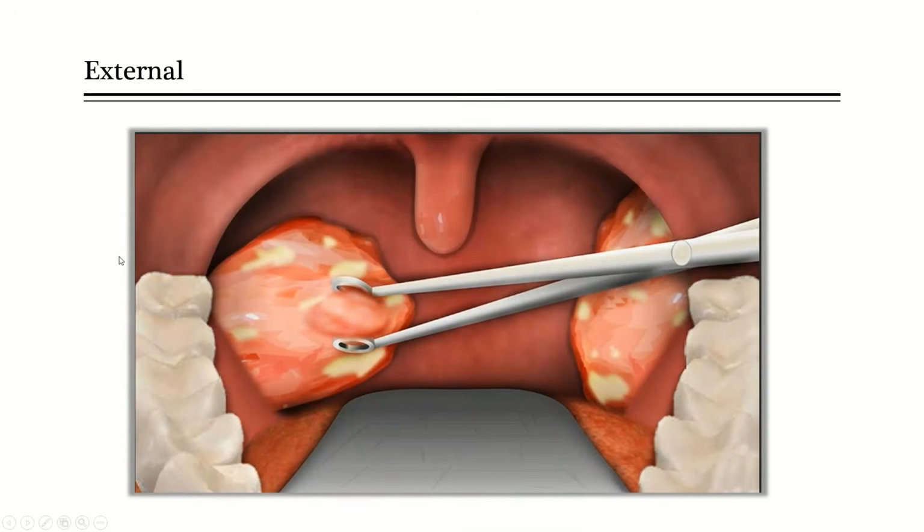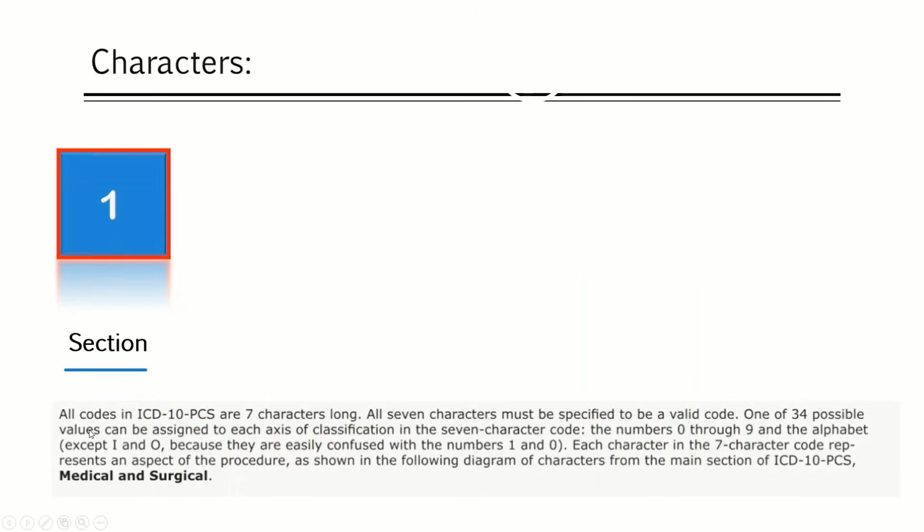And finally, external. External is for procedures performed directly on the skin or mucous membranes, and they're performed indirectly by the application of external force through the skin or mucous membrane. All right, coders, I think you all get the picture. Now let's move on to the 6th character, the device.